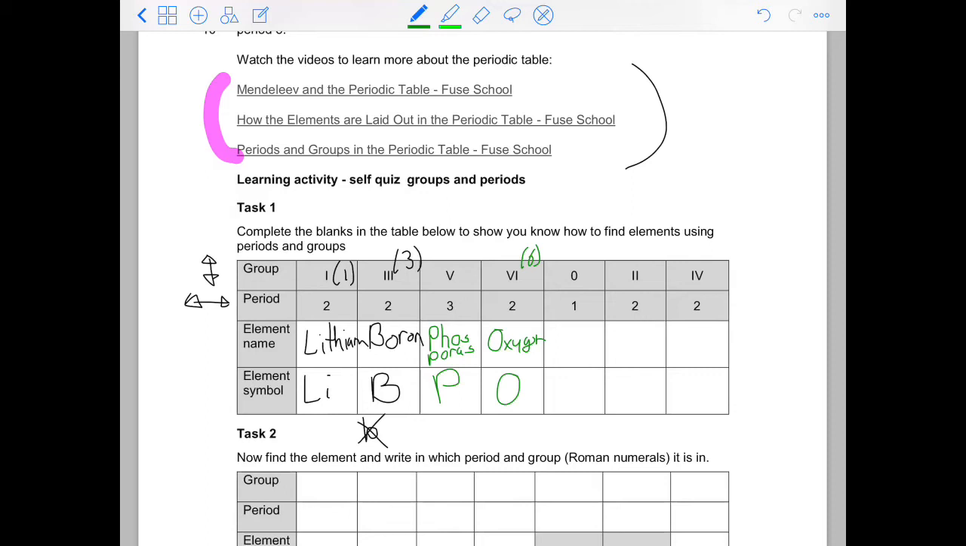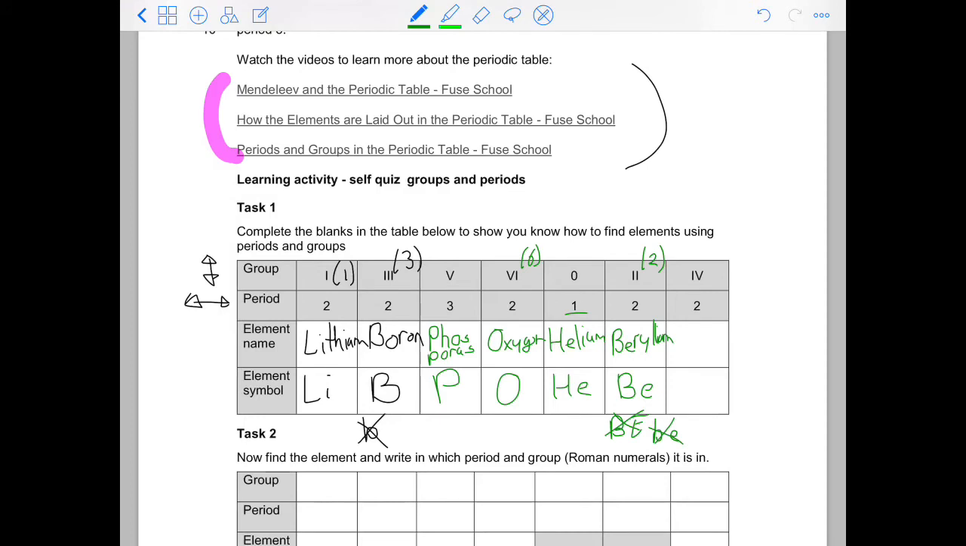Group 0, remember that's the one on the very right-hand side, period 1, so it's the one at the very, very top. So that is helium, which is He. II, which is group 2, period 2. You should have beryllium. Beryllium, which is a capital B and a lowercase e. Again, if you've written it like this, that would be incorrect. Or if you've written it, well, lowercase b, lowercase e would also be incorrect.